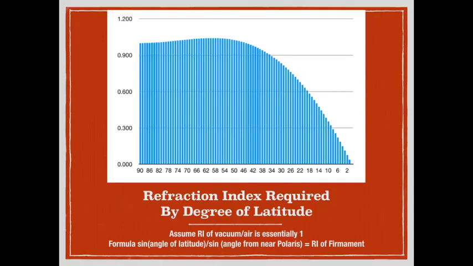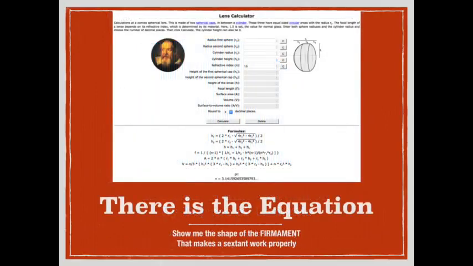In order to have the angle of Polaris match the actual degree of latitude, this is the graph of the refractive index by degree of latitude all the way from the North Pole to the equator. Now, since these do not match up to the actual degree of latitude, there has to be some form of refraction going on through the firmament or the dome. You tell me what that's going to be. What shape does the firmament have to be in order to correct these angles and give us proper sextant readings?